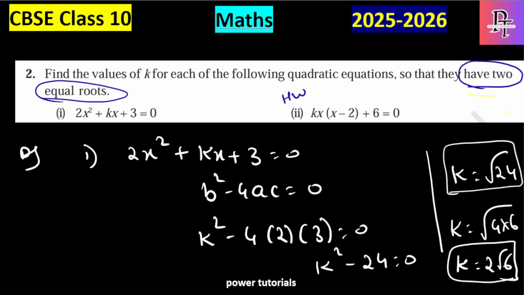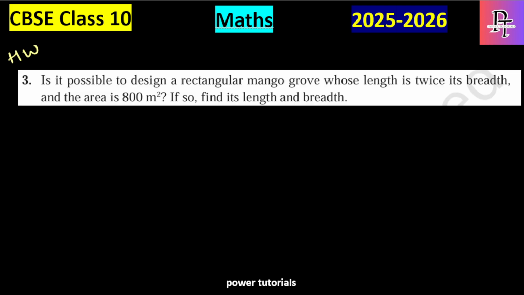Okay, the second I kept as homework. I will solve it in another live session. Let's go to the third. Okay, the third is also homework. Why? Because it asks whether it is possible to design a rectangular mango grove whose length is twice its breadth. So here I will provide the hint. If you guys want to solve it by yourself, I will be very happy. So the hint is length is equal to twice the breadth. Area they have mentioned. What is the area of a rectangle? Area of a rectangle is length into breadth. Length into breadth is 800. So just use this property here. You'll get the answer. Okay.